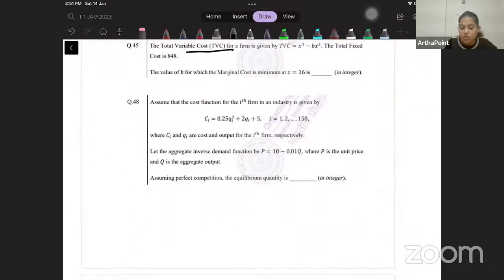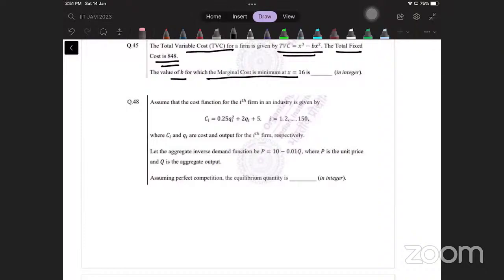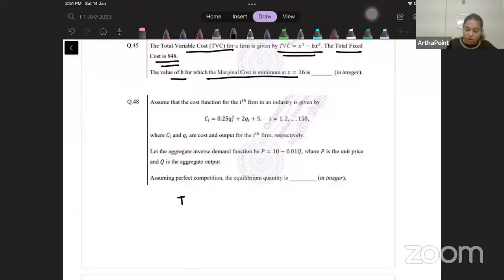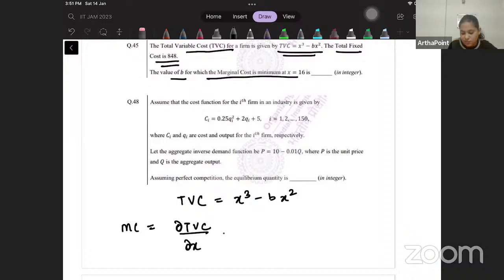The total variable cost is given to you, and the total fixed cost is this. Find the value of B for which MC is minimum. I'll tell you what mistake students made last time. They found total variable cost as x cube minus bx square. So what is going to happen to marginal cost? Marginal cost is how TVC changes as x changes. So this will be 3x square minus 2bx.